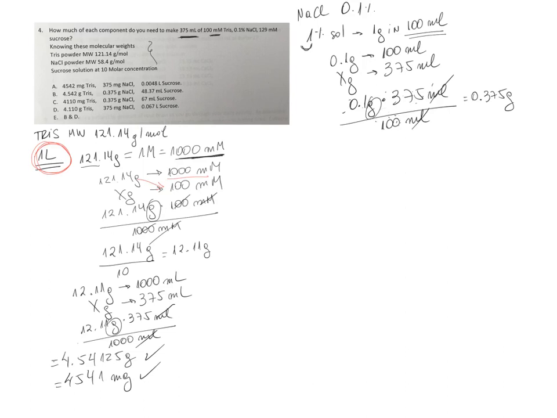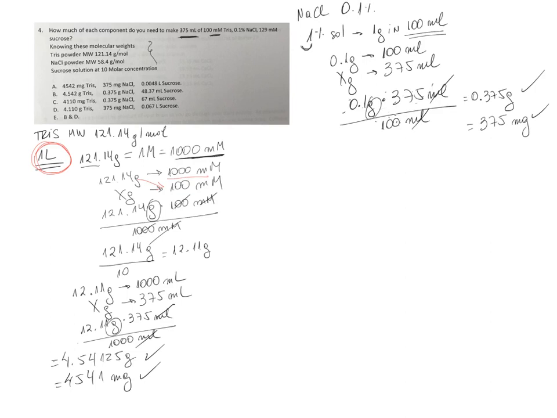0.375 grams. But you have to remember again that even though that's correct, you are given also the answers in milligrams. So then you just multiply that by 1,000, and you have to know that conversion. So it's 375 milligrams. So these two are correct for the NaCl.